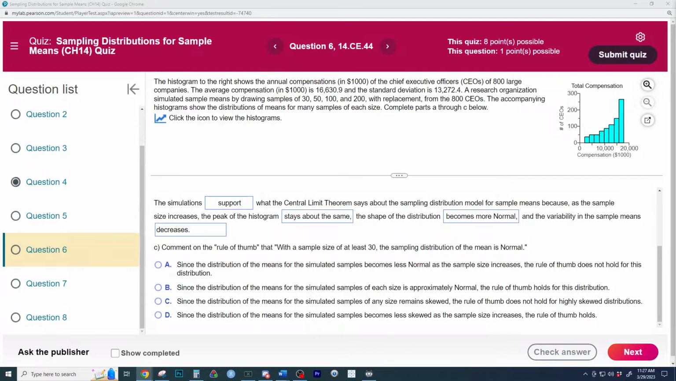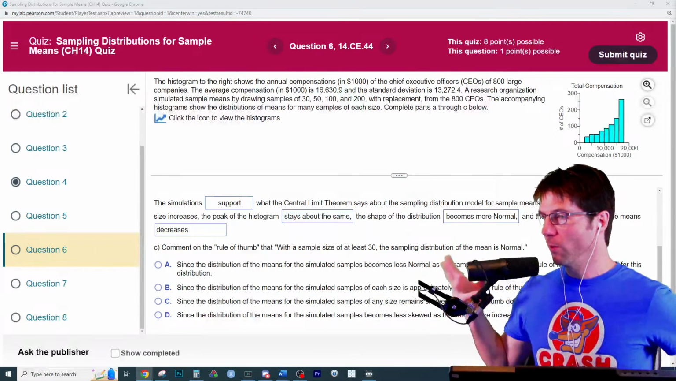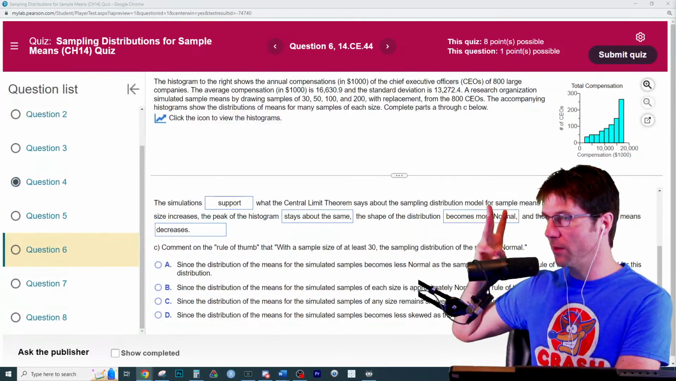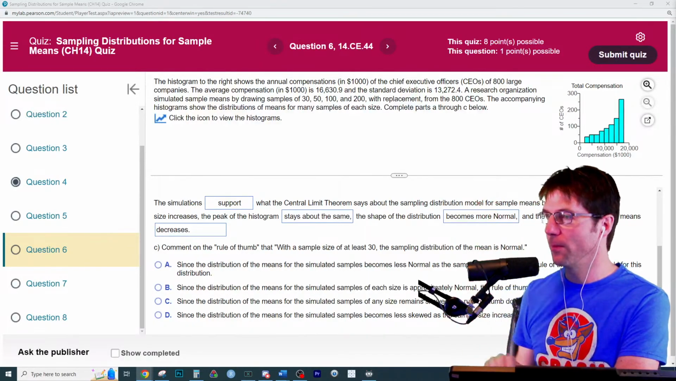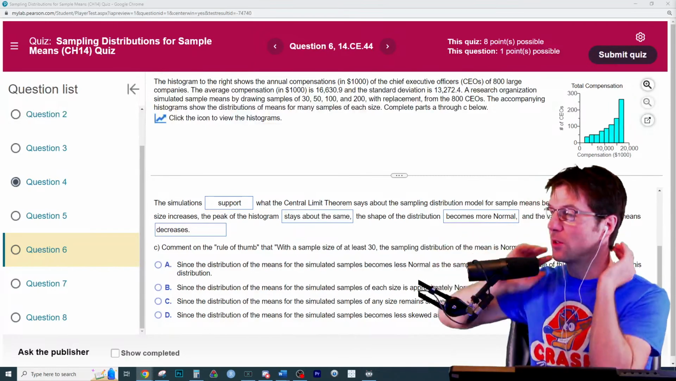There is no rule of thumb of at least 30. The condition here is called what? What is the third condition? So this is a big pause moment. If you're in my class, you know what I'm talking about. What is the third condition for the distribution of the sample mean?